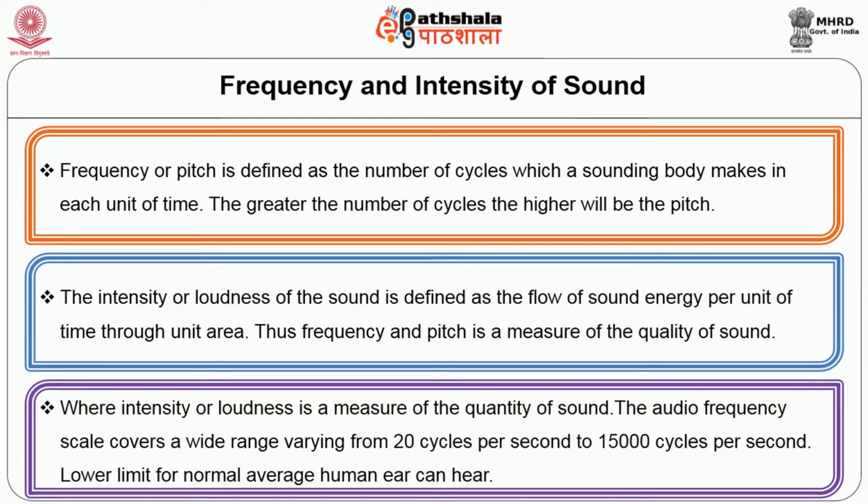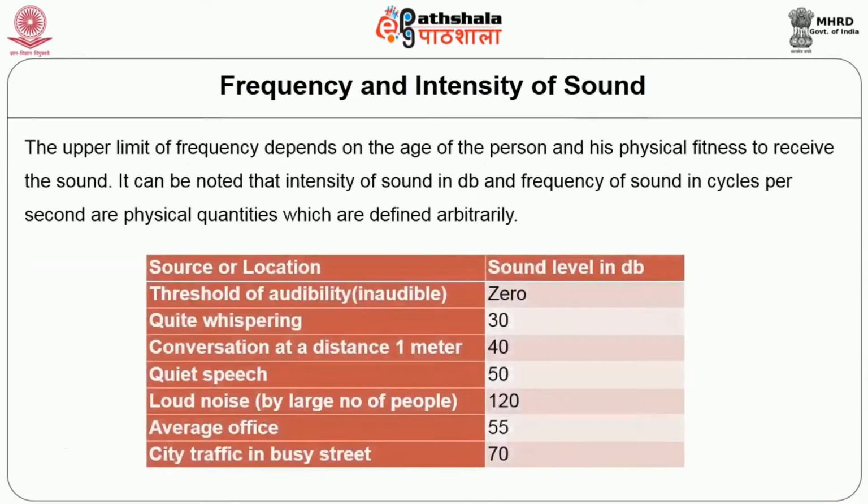The audio frequency scale covers a wide range, varying from 20 cycles per second to 15,000 cycles per second. The lower limit is what a normal average human ear can hear. The upper limit of the frequency depends on the age of the person and his physical fitness to receive the sound. It can be noted that intensity of sound in decibels and frequency of sound in cycles per second are physical quantities which are defined arbitrarily.